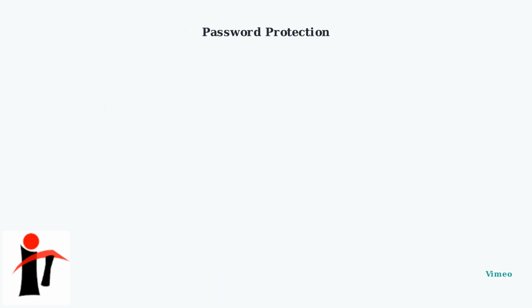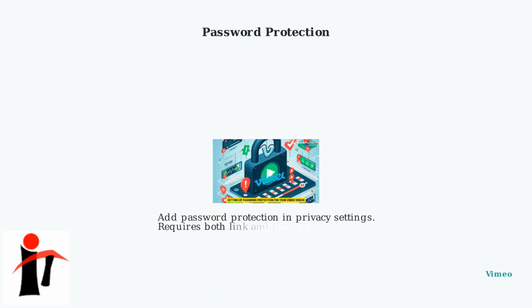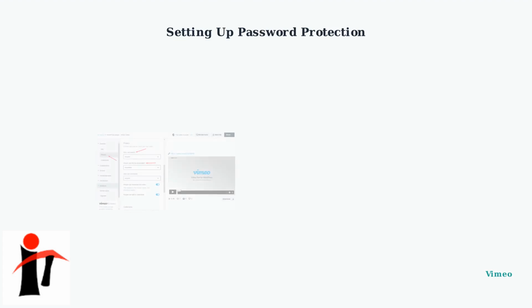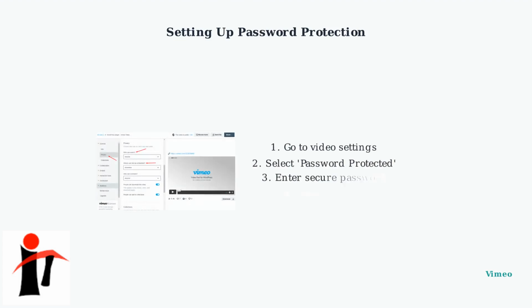For an added layer of security, consider password protection. In the video's privacy settings, choose Password Protected and create a secure password. Now, anyone with the video link will also need the password to view it. You can change or update the password anytime, making it useful for temporary access or different audience groups.